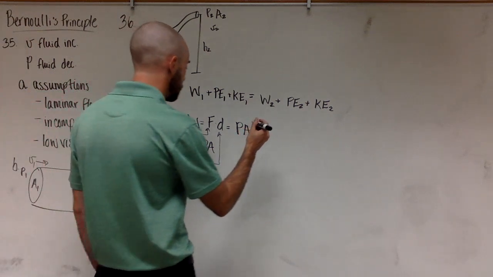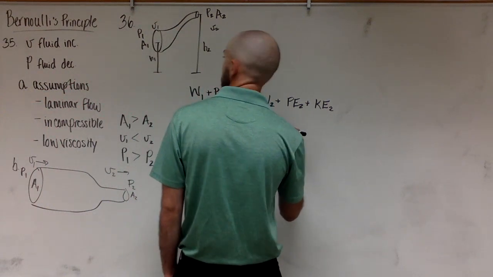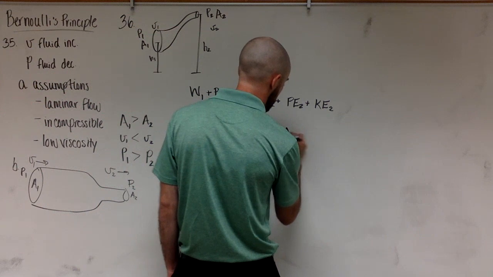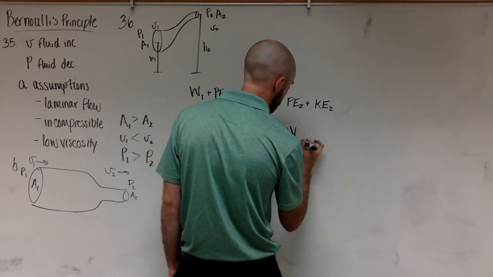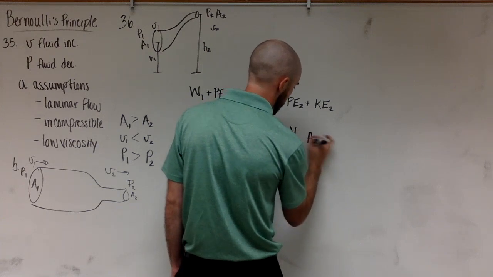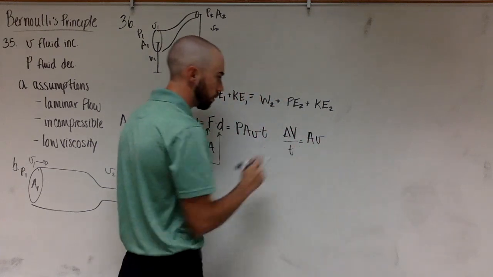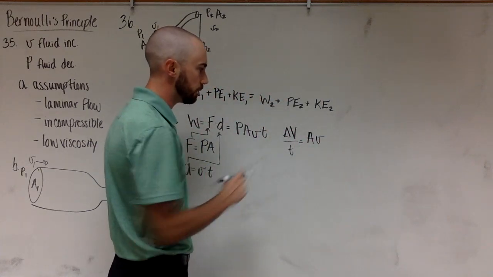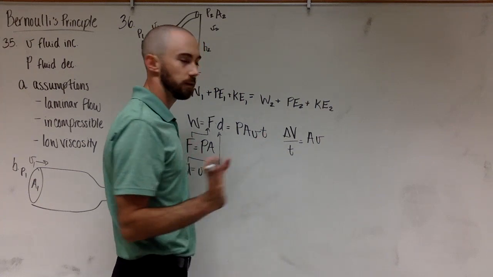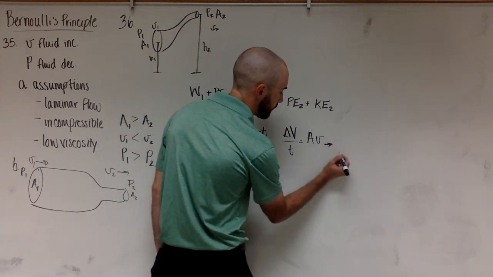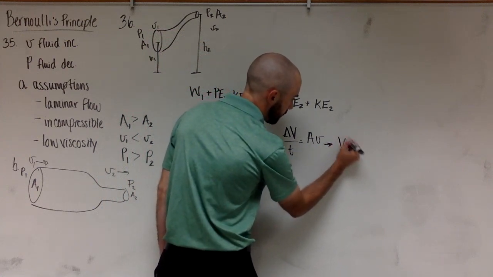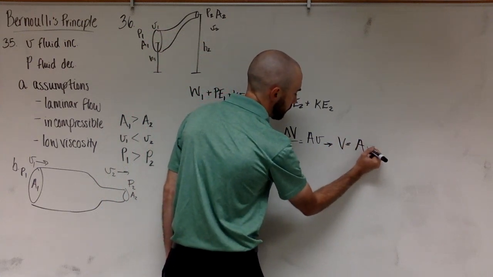Okay, here we go. So the next thing that we've got is that using our volumetric flow rate, delta V over T is equal to AV. We're going to rearrange this just so that we're solving for volume. The reason why will be more clear in a second. So we rearrange, we get that V equals AVT.